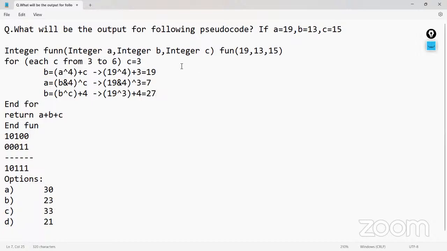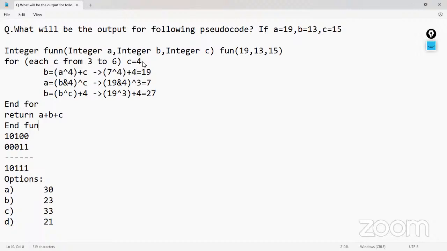Now, let us calculate the second iteration, meaning when C becomes 4, then A is going to change, and B is going to change as A XOR 4. So the value of A doesn't change. That is 19 XOR 4. What is 19 XOR 4? That is 16 right here. Sorry, A changes. My bad, A changes. The A is 7 here. So 7 XOR 4 plus C. C is what? 4 again.